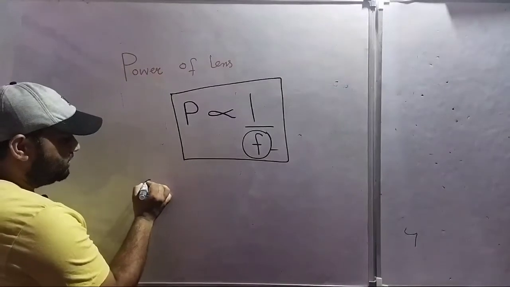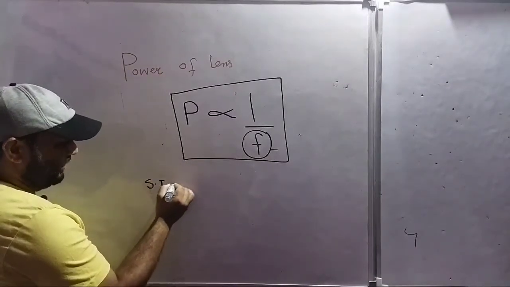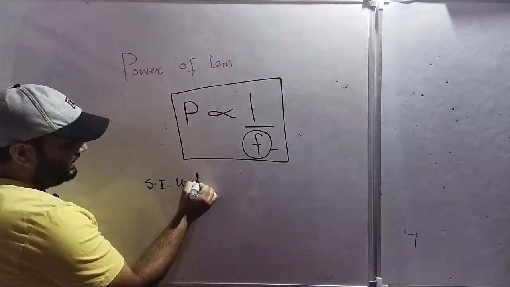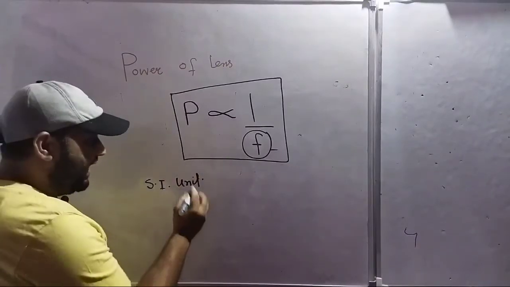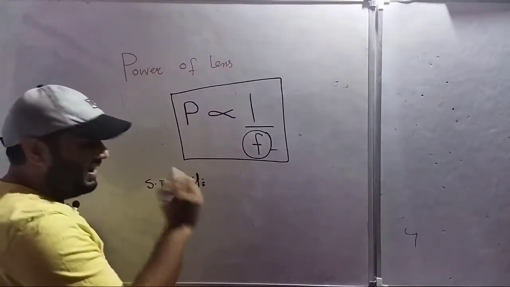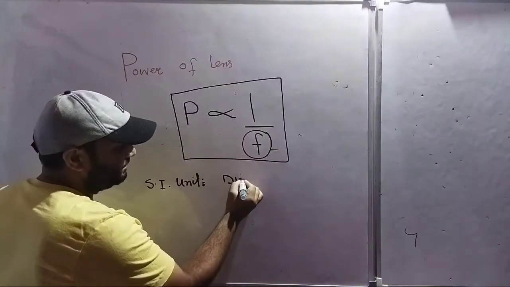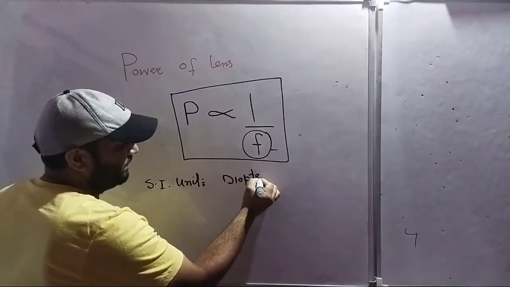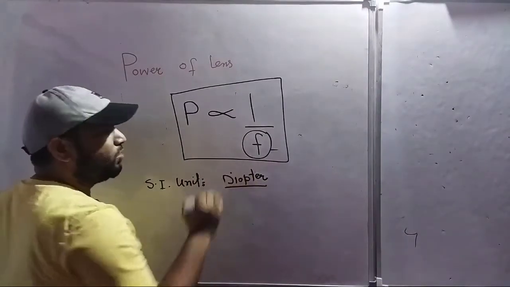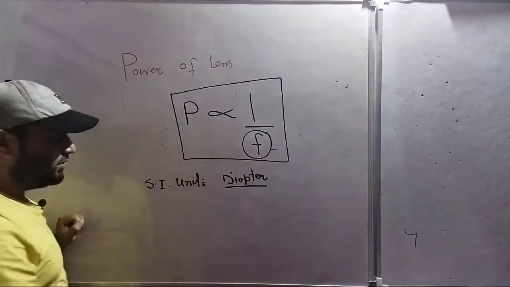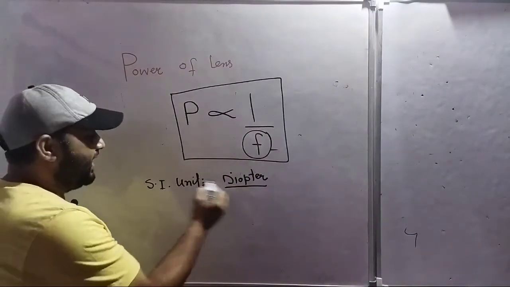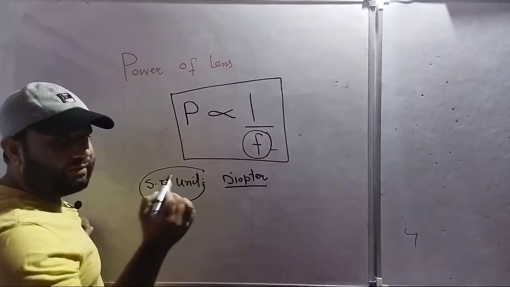Now third thing, sir, what is the SI unit? The SI unit of power of lens is diopter. Yes, it is diopter. Please remember beta, one more question can be asked in your examinations. Diopter is the SI unit of power of lens.